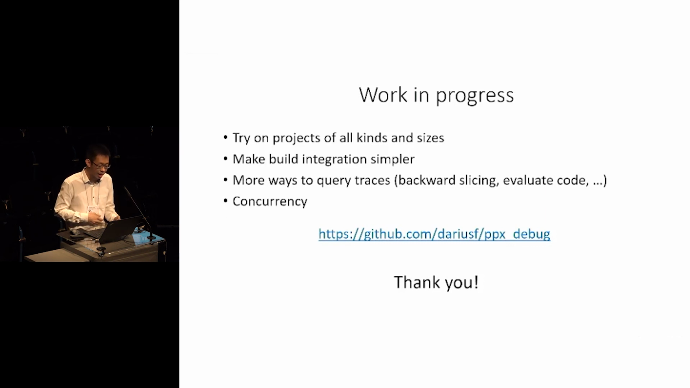Two ideas I have now are backward slicing to figure out where a value came from, for example, to answer questions like those, as well as to evaluate code. So we can potentially open a top level at a certain point in the trace, right, and then explore from there. Finally, debugging concurrent programs is fundamentally a very different problem. I'm not sure how much this will help, but I think it would be a useful thing to explore: recording a trace of a concurrent program and seeing how we can slice it up to figure out what is going wrong.